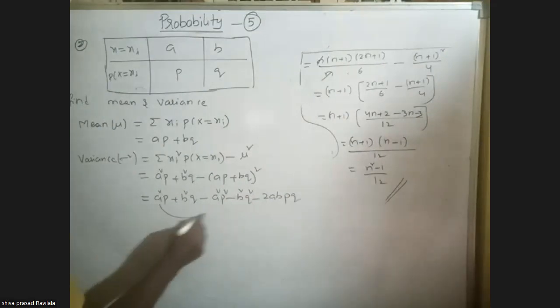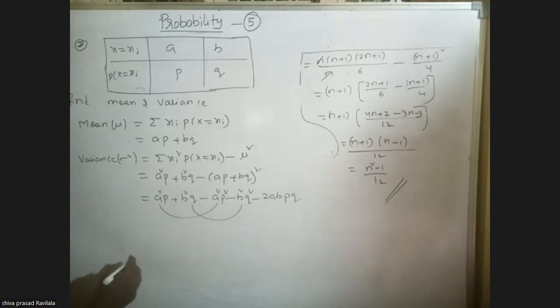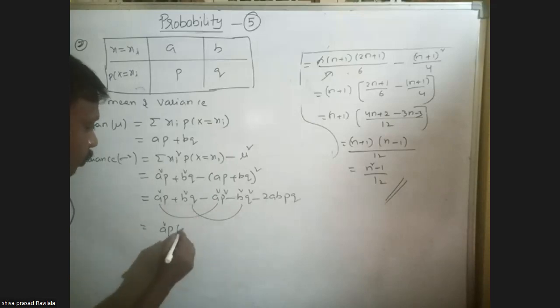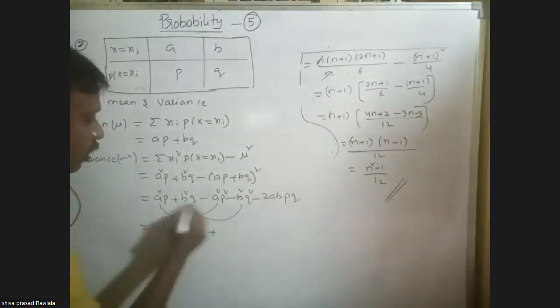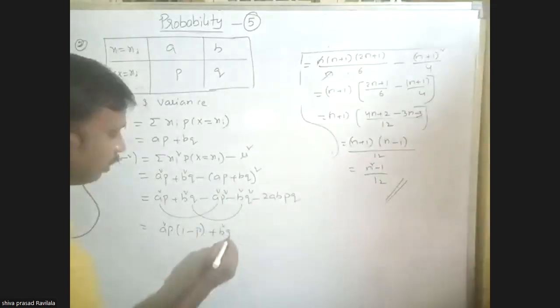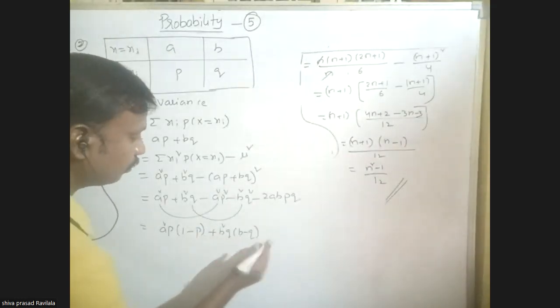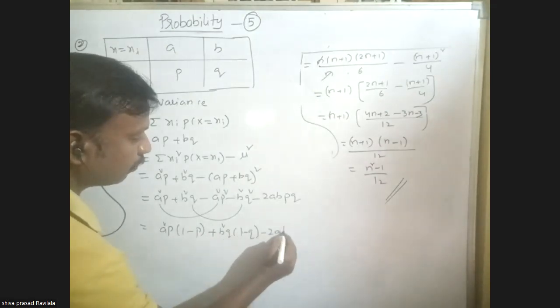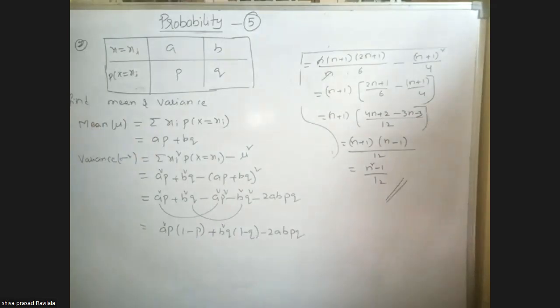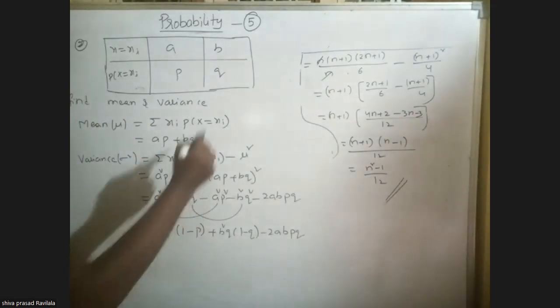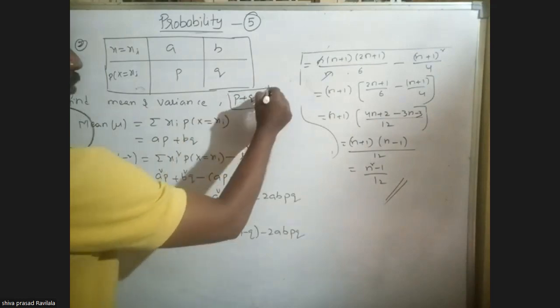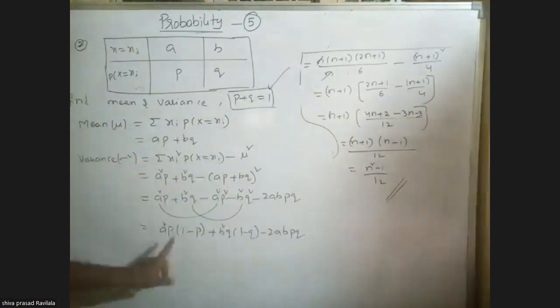Okay, students. From these two, I took a square p common, and from these two, b square q common. A square p common means remaining value 1 minus p, and b square q common means remaining value 1 minus q, minus 2abpq. Here it is clearly mentioned that p plus q is equal to 1, sum of the probabilities. Therefore, 1 minus p is equal to q.